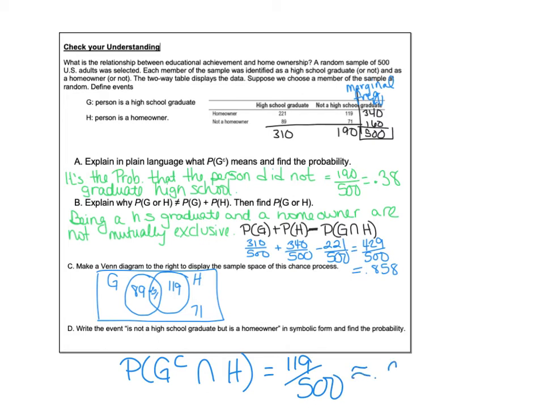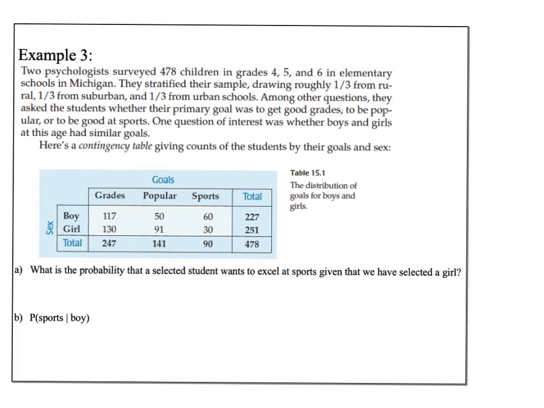Which is approximately 0.238. Okay, so two psychologists surveyed 478 children in grades 4, 5, and 6 in elementary schools in Michigan. They stratified their sample, drawing roughly 1/3 from rural, 1/3 from suburban, and 1/3 from urban schools.